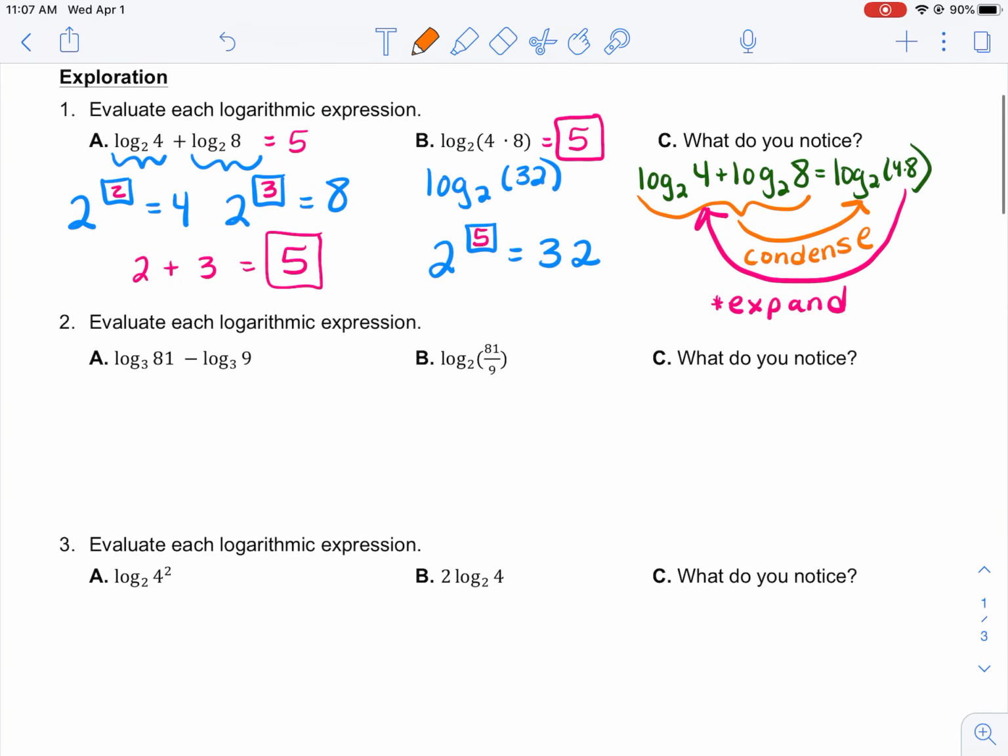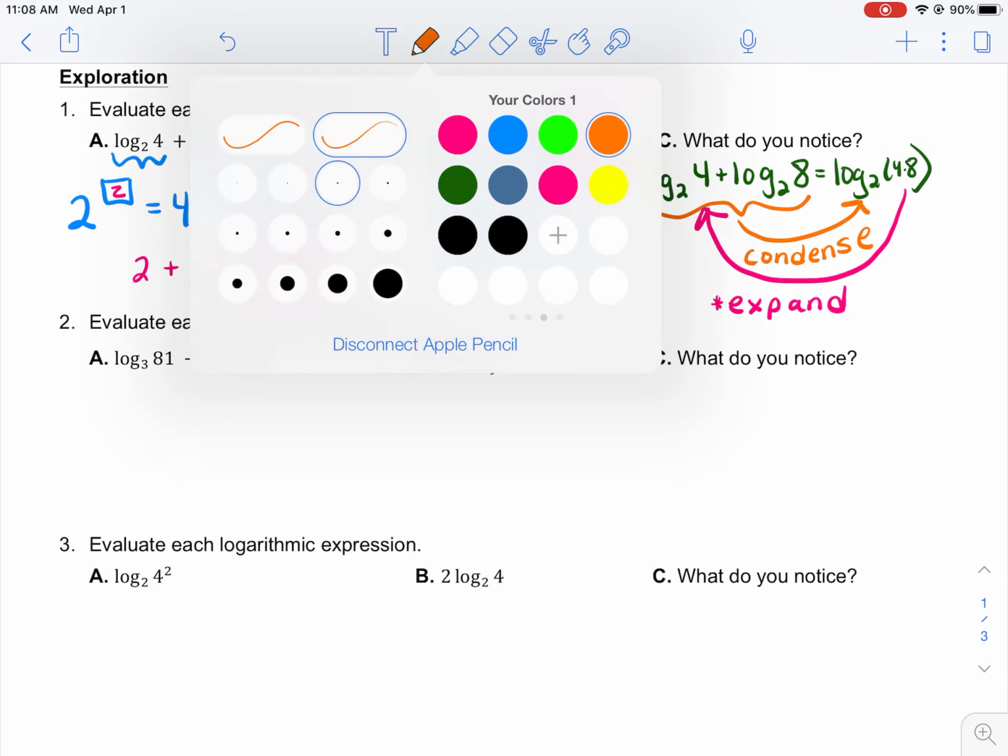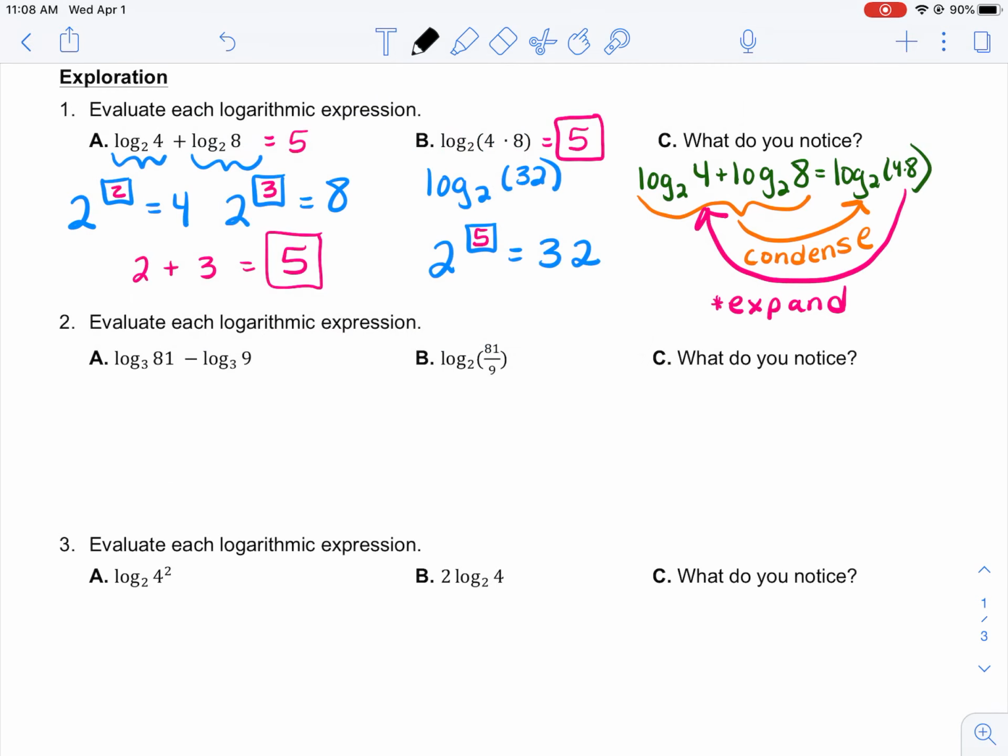So the next problem says evaluate each logarithmic equation. Right off the bat, I notice I have a typo here. This should say log base 3 of 81 over 9. So if you can fix that real quick. Sorry about that. So for number 2, we're going to start by finding log base 3 of 81 minus log base 3 of 9.